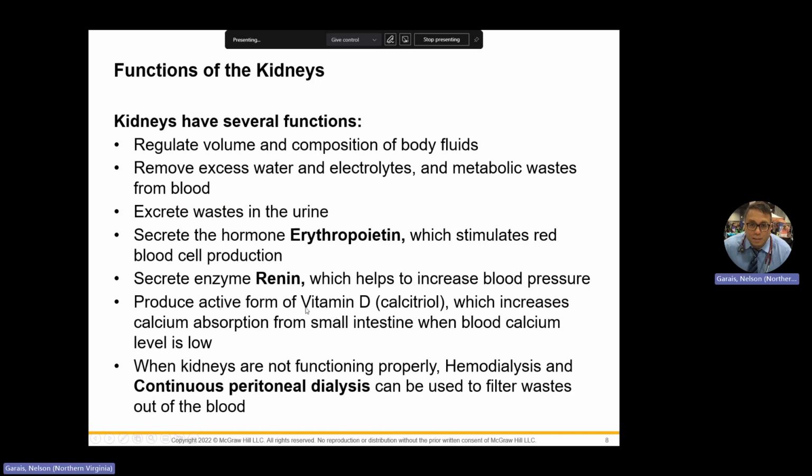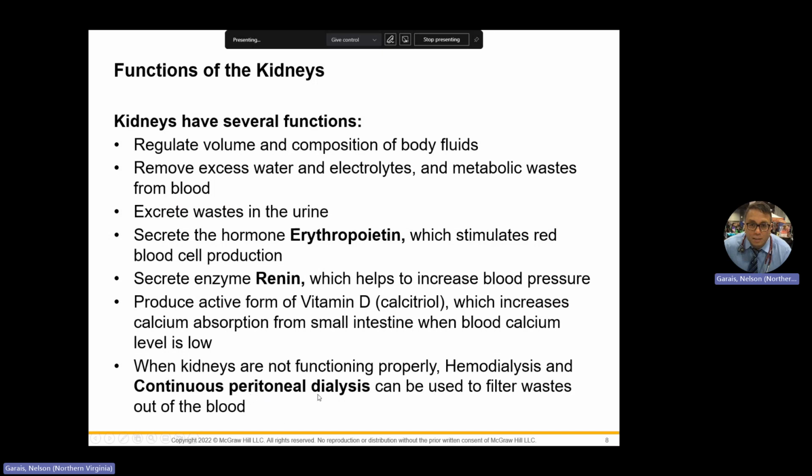Another thing that kidneys also do, they produce the active form of vitamin D, also known as calcitriol, and we know that vitamin D is part of the calcium balance. This calcitriol increases calcium absorption from the small intestine. So when your blood calcium is low, your kidneys secrete vitamin D, and then it tells your small intestine, hey, from the diet, make sure to take in more calcium.